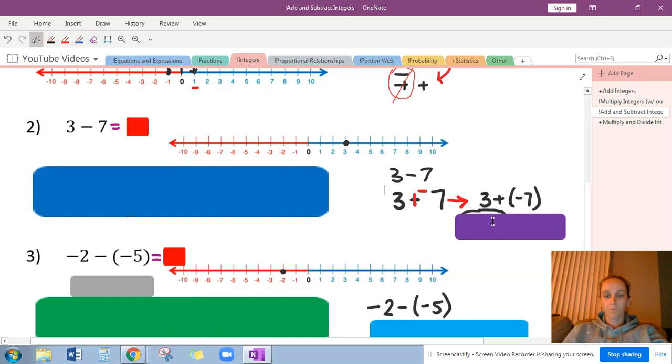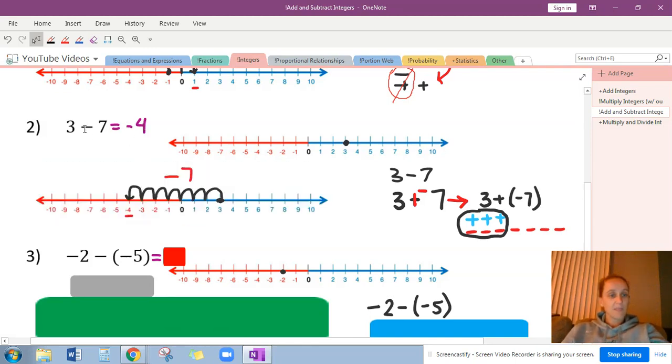So I could get out the 3 positives, and then the 7 negatives, circle my 0 pair, and I would be left with 4 negatives, or -4. Okay, I could also use the number line on this one. So I started at 3, like you can see up here, and then I went backwards 7. So I started here and went 1, 2, 3, 4, 5, 6, 7, and I got -4, which is the same thing.